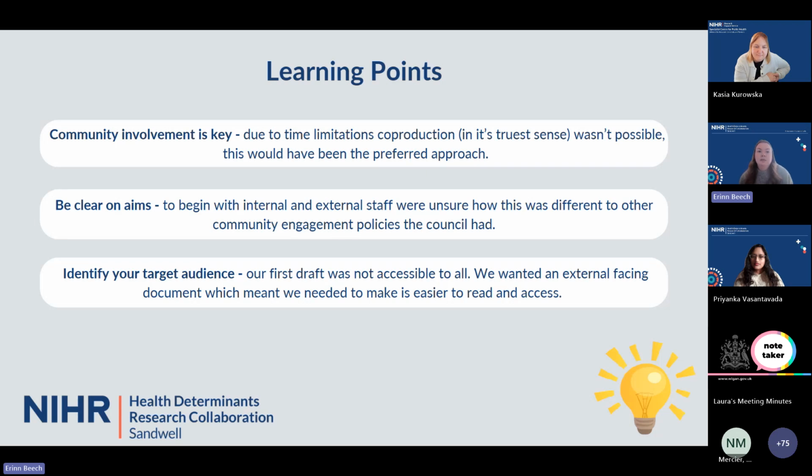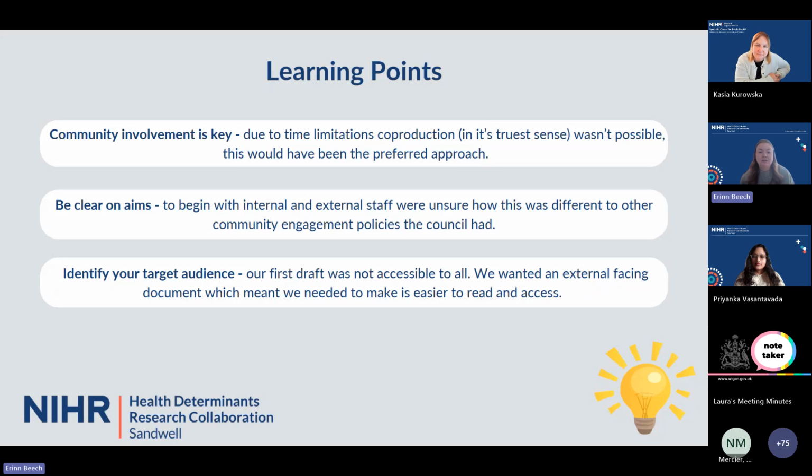So due to the time limitations that were on us, we couldn't really do co-production in its truest sense. But ideally, if we were doing a plan like this, it would be getting people from the community, residents, organisations involved in developing the plan from the get-go there. And be clear around aims.